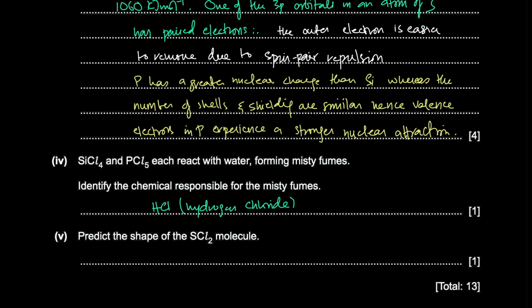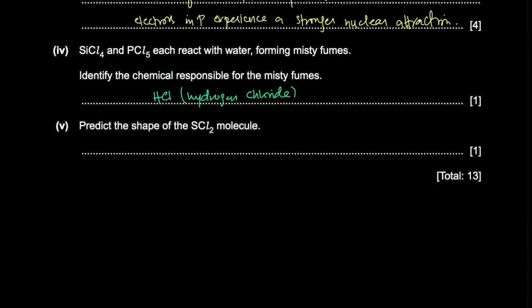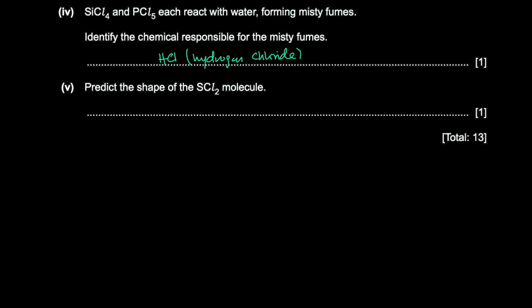And predict the shape of the SCl2 molecule. Now for SCl2, sulfur is in group 16, so it has 6 valence electrons. It's making 2 single bonds with chlorine, and then it has 4 more electrons. So 1, 2, 3, 4. Again, sulfur is in the same group as oxygen.